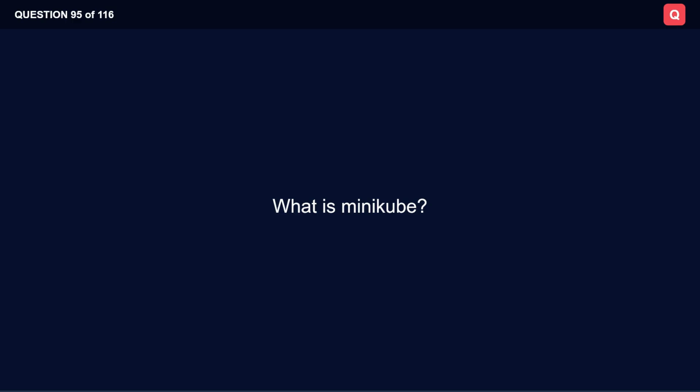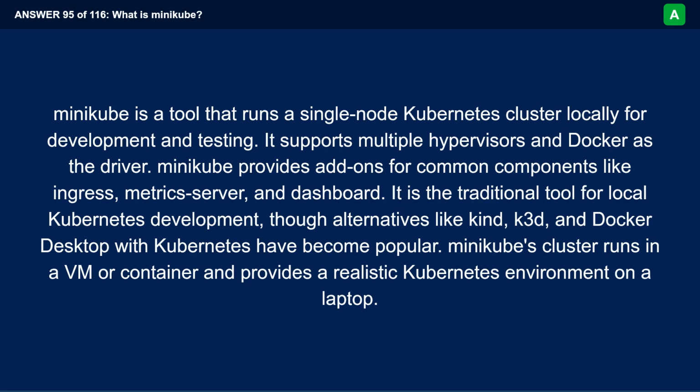What is Minikube? Minikube is a tool that runs a single-node Kubernetes cluster locally for development and testing. It supports multiple hypervisors and Docker as the driver. Minikube provides add-ons for common components like Ingress, Metrics Server, and Dashboard. It is the traditional tool for local Kubernetes development, though alternatives like Kind, K3d, and Docker Desktop with Kubernetes have become popular. Minikube's cluster runs in a VM or container and provides a realistic Kubernetes environment on a laptop.